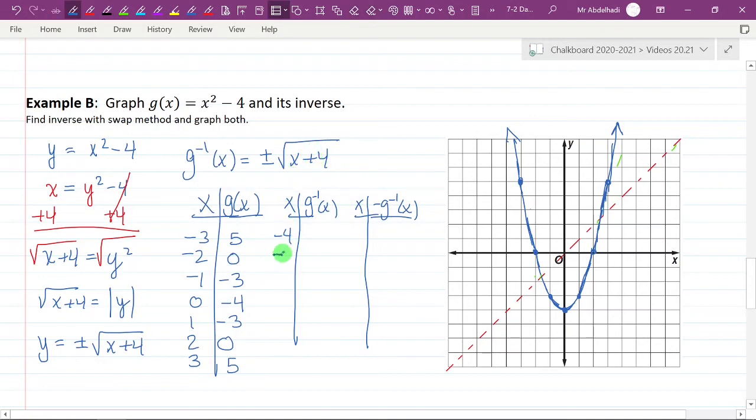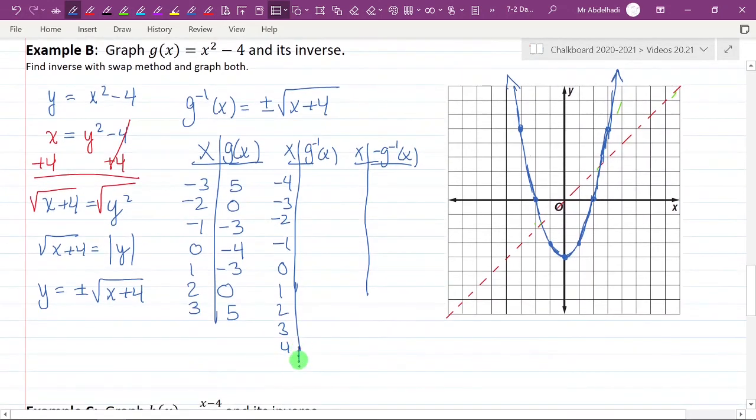So negative 4, negative 3, negative 2, negative 1, 0, 1, 2, 3. We'll stop at 4, I guess. Actually 5. Because 5 plus 4 is 9, you can square root 9. And then we'll end up doing the same thing here. Negative 4, 3, 2, 1, 0, 1, 2, 3, 4, 5.